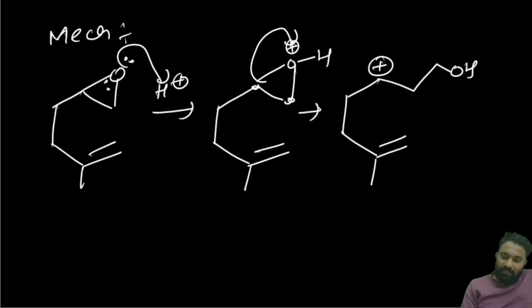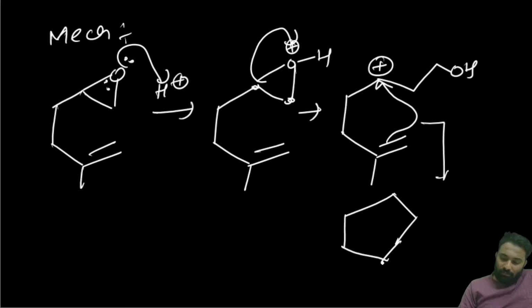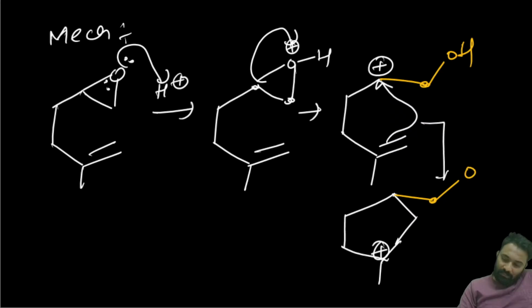After this carbon gets the positive charge, what will happen? Now this pi bond will stabilize this carbocation and it will form the ring. How will the ring form? In this manner the ring will form. Here the stable carbocation will be formed, and here we have only one alcohol, right? So this is one carbon, and here it has the OH.